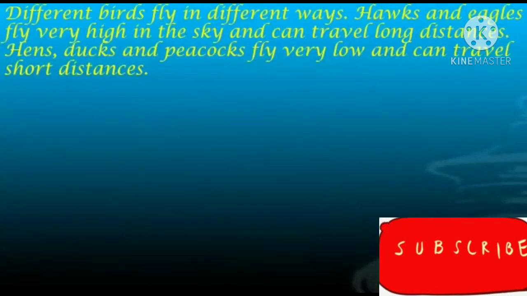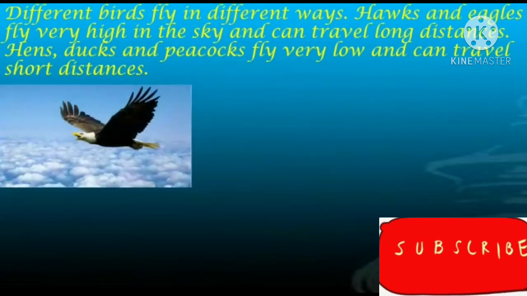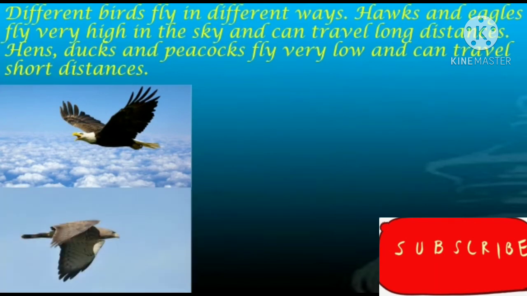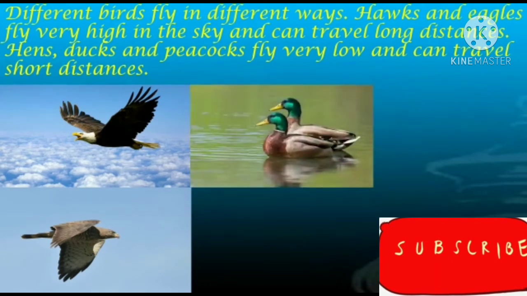Different birds fly in different ways, isn't it students? Yes, all birds have their own style of flying. Hawks and eagles fly very high in the sky and can travel a long distance. These birds have good stamina. They don't get tired easily. So the names of the birds are hawk and eagle.